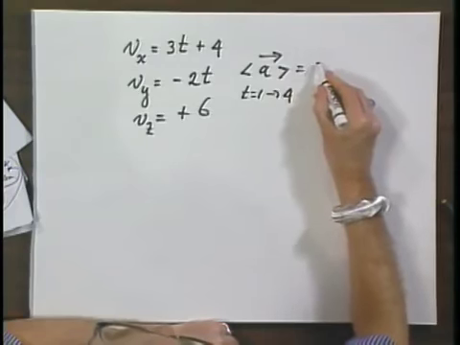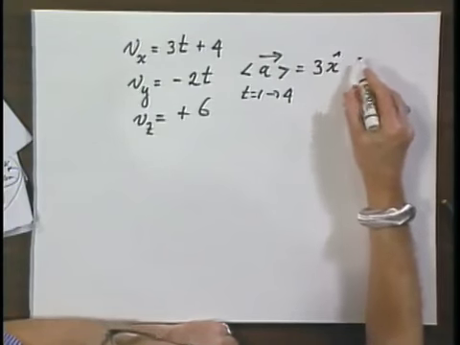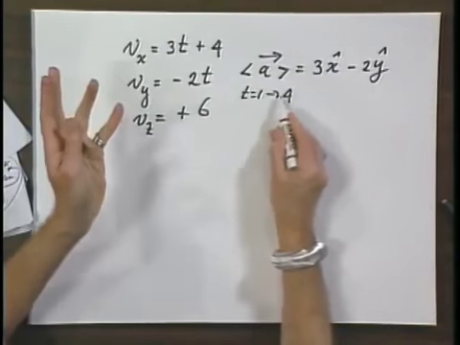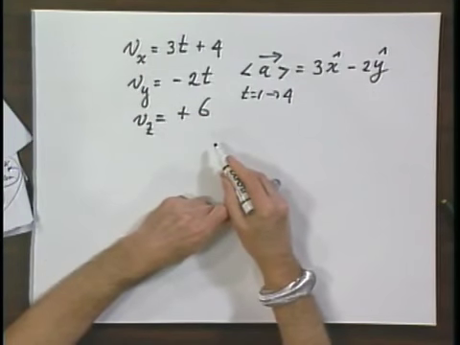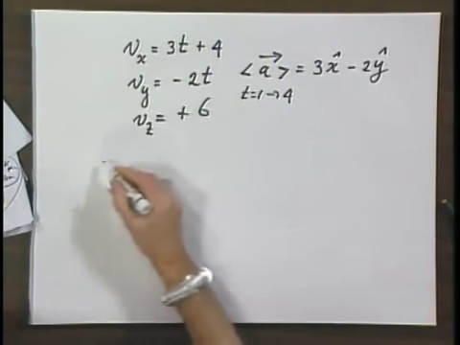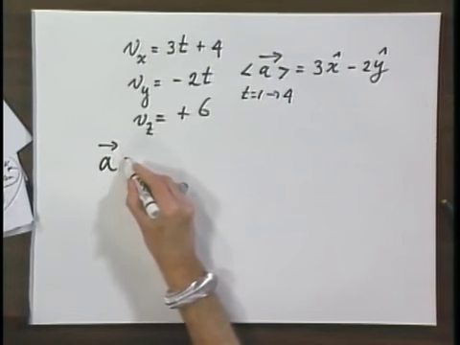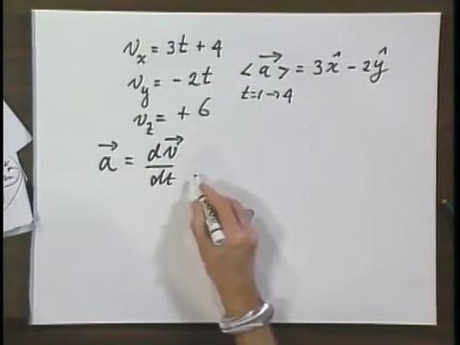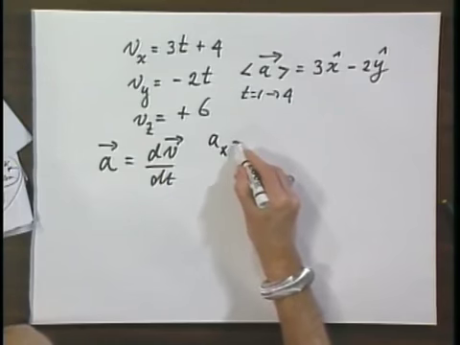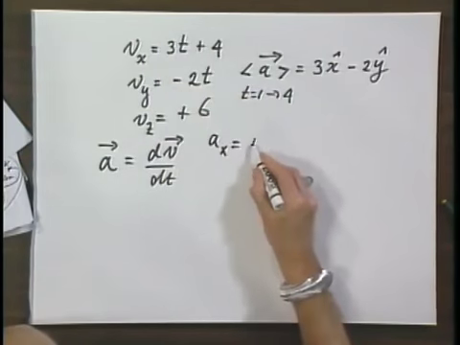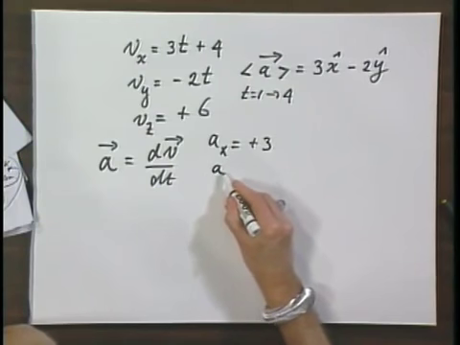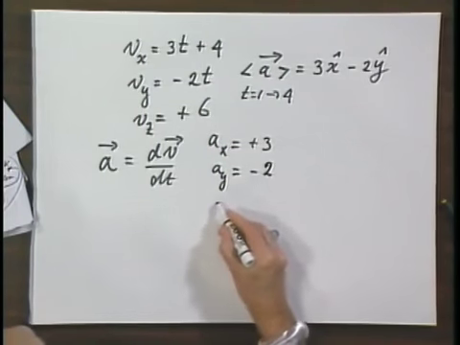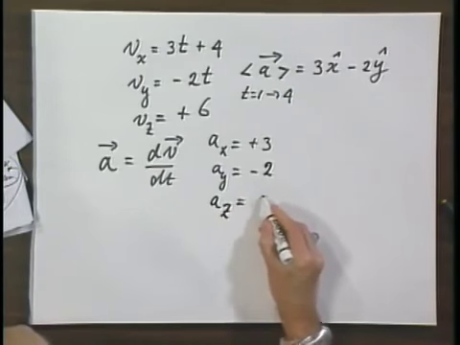And what did we find? We found 3 x roof minus 2 y roof. And we pick these two times randomly. Now, let's calculate the instantaneous acceleration A, which is dv dt. A of x equals plus 3. A of y equals minus 2. A of z equals 0.